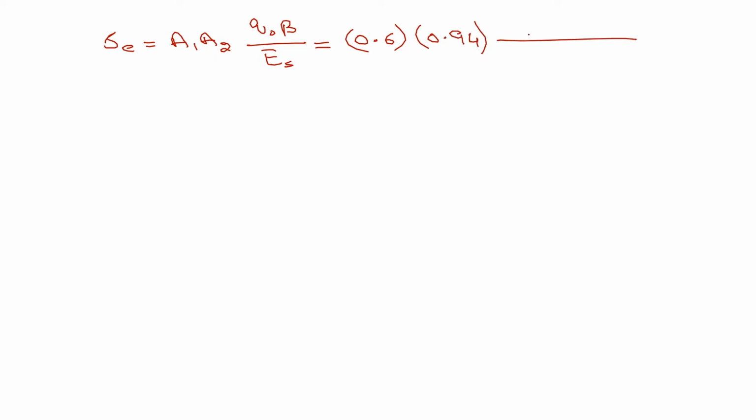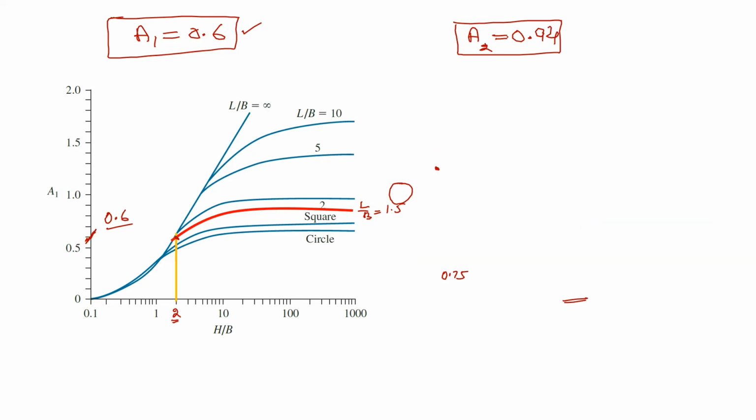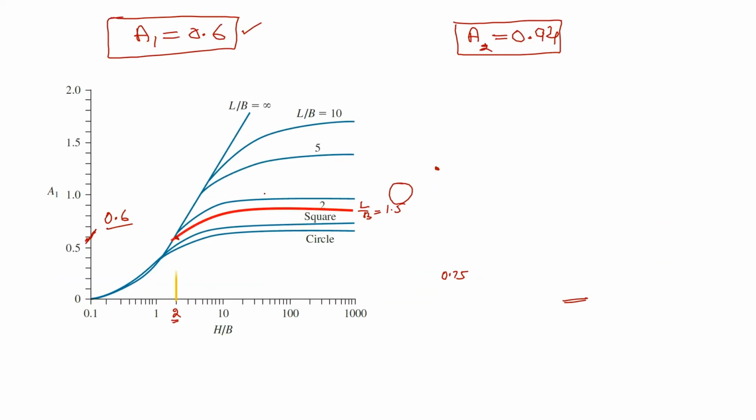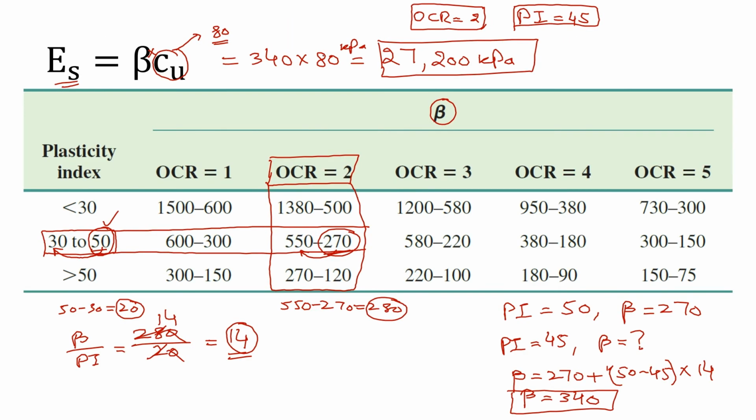Now we can use the formula of elastic settlement: Se equals A1 A2 Q naught B divided by Es. So simply put the value 0.6 of A1, 0.94 of A2, Q naught is given to be 80. I will check. Sorry, Cu is 60 here. Cu is 60 and Q naught is 80. So sorry, we will revise the value of ES. Here we will use 60. So it will not be 27200. We will have a different value, 20400 kPa. Sorry for this.